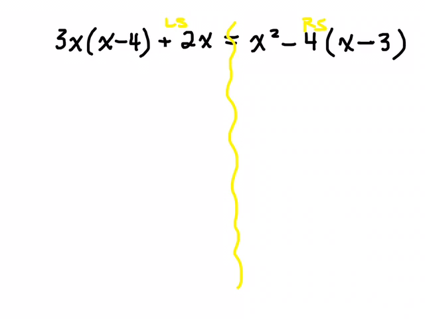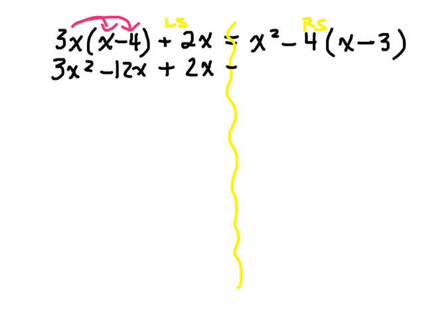Let's work with the left side first. Good, we're going to use distributive property and multiply. 3x times x is what? 3x squared. Then I'm multiplying 3x times what? Negative 4, good, which is negative 12x. And then we have our plus 2x. We'll leave that for now.